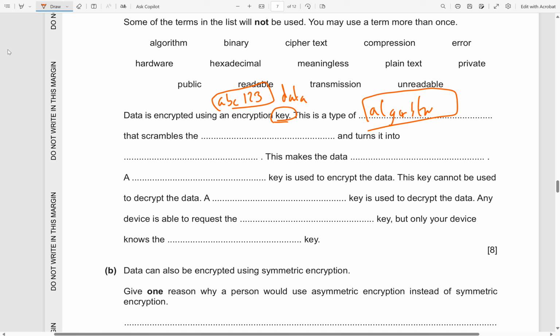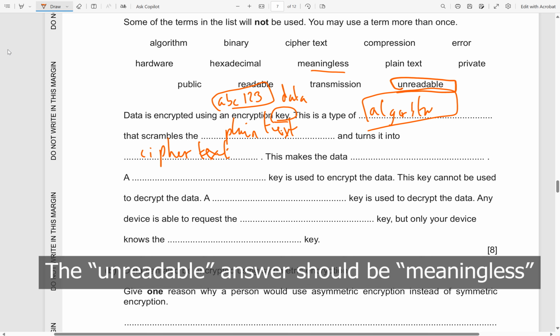So anyway, this is the type of algorithm that scrambles the something and turns it into something. So this is what we said. This is going to be the plaintext. The plaintext is the original message, and then ciphertext is going to be the encrypted message. This makes the data meaningless, or probably unreadable is a better one here. I think unreadable makes more sense.